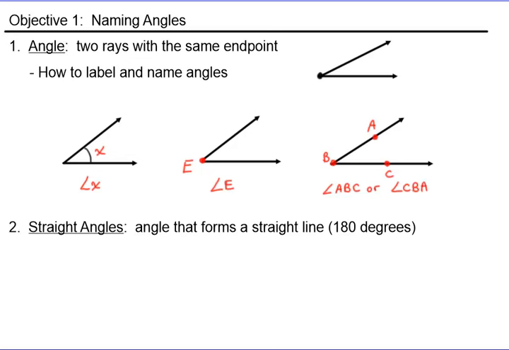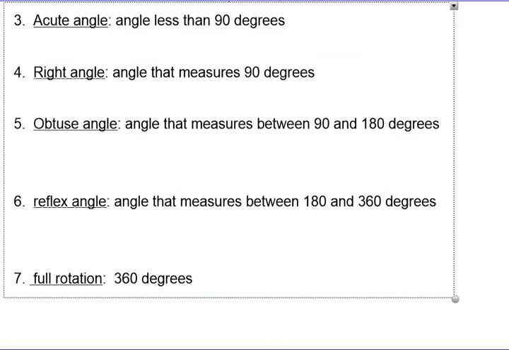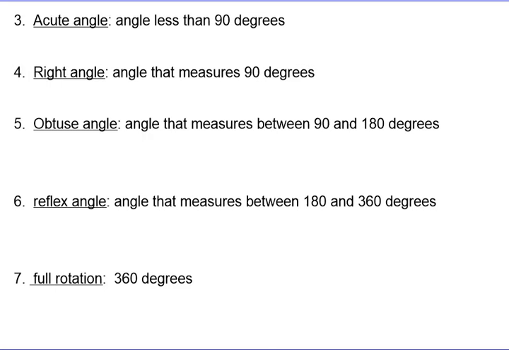Alright, now we have a whole bunch of different types of angles. The first angle that we're going to talk about is a straight angle. A straight angle is simply a straight line, and its measure is 180 degrees. That's a straight angle. Now we have some other angles. We have what's called an acute angle. That's an angle that measures less than 90 degrees. So an example of an acute angle would look like this.